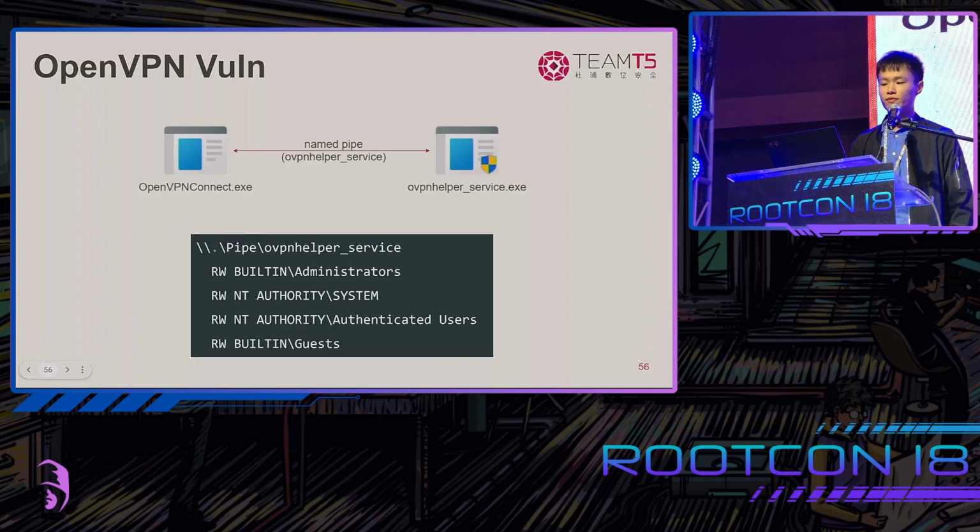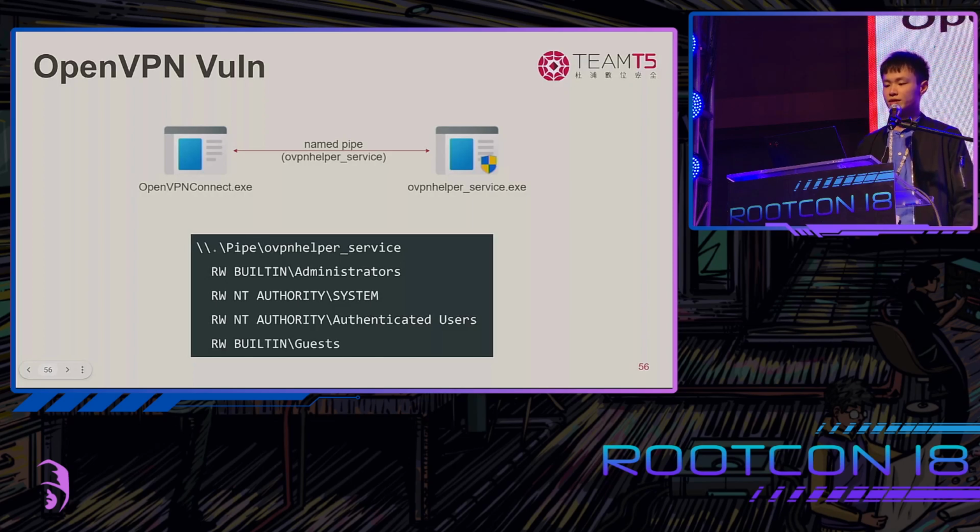Finally, for OpenVPN, there are several processes involved, but I will highlight two relevant ones. The process ovpnhelperservice.exe serves as the NamedPipe server, while OpenVPNConnect.exe acts as the NamedPipe client. They communicate with each other using the NamedPipe ovpnhelperservice. Using AccessChk to see the NamedPipe's access, any user can read from and write to this NamedPipe.